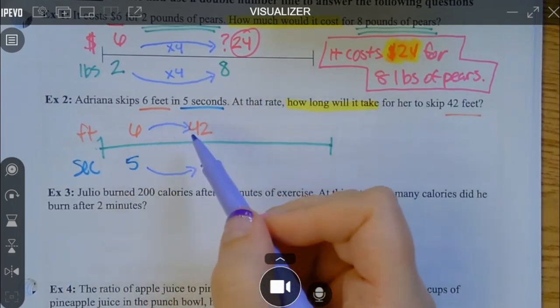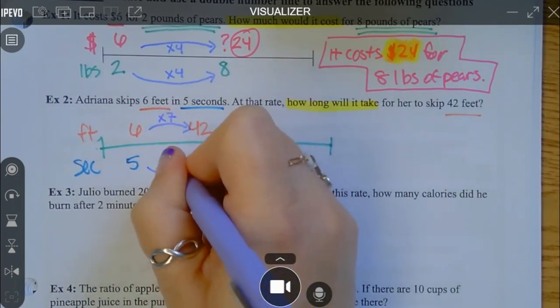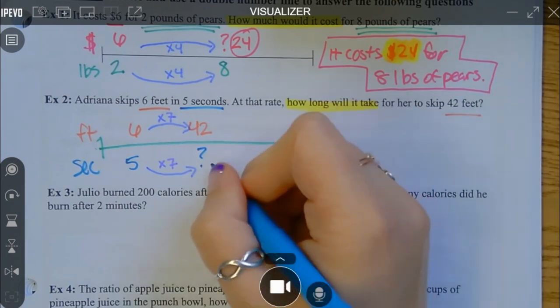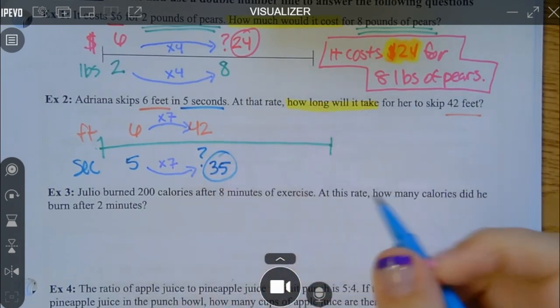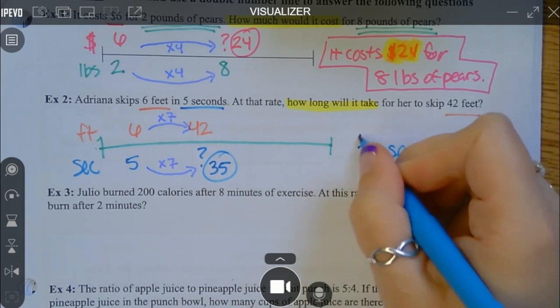And what did you do to the 6 to get to 42? Yeah, you multiplied it by 7. So then what's 5 times 7? 35. So how many seconds is it going to take to skip 42 feet? You got it. 35 seconds.